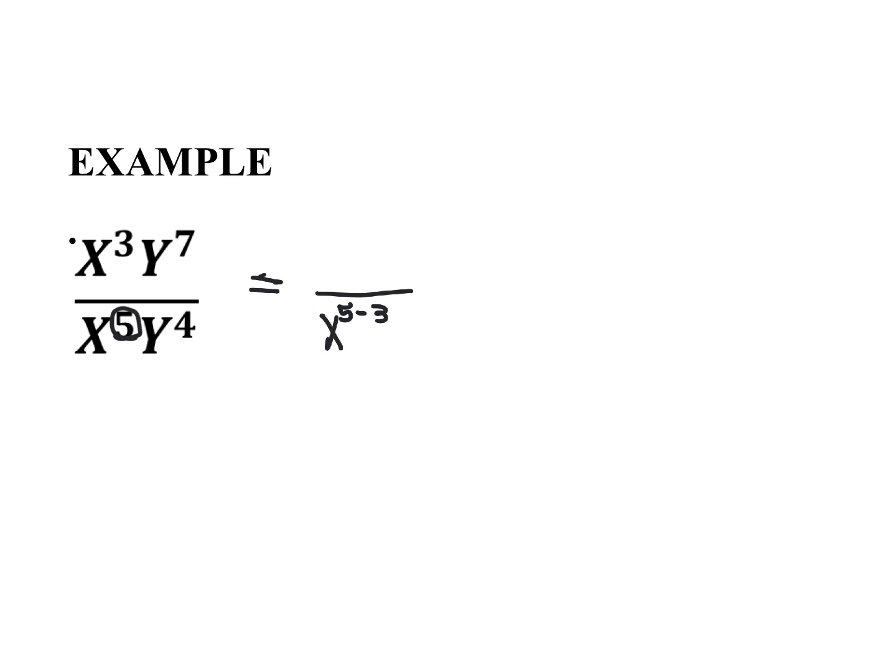Then I look at my y's. I have a y on top and a y on the bottom. The largest degree of y is on top, therefore y is going to go on top, and I subtract largest degree minus smallest degree and simplify to get y to the 3rd over x to the 2nd power.